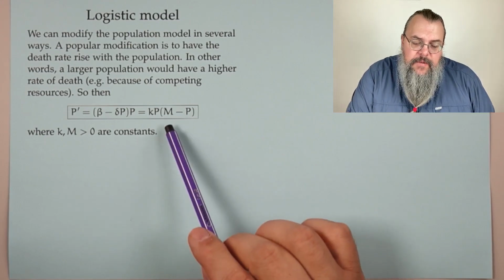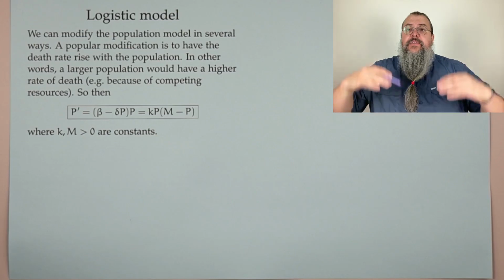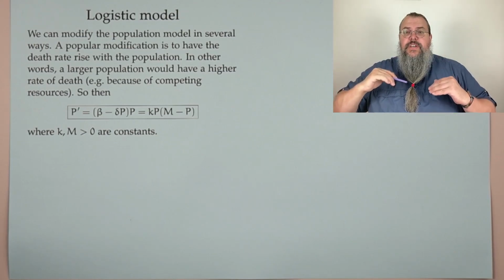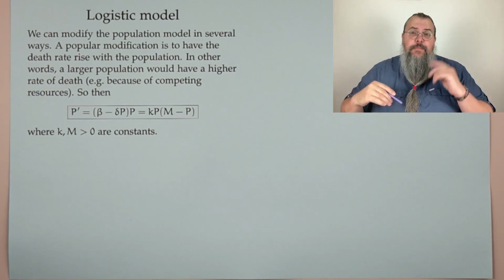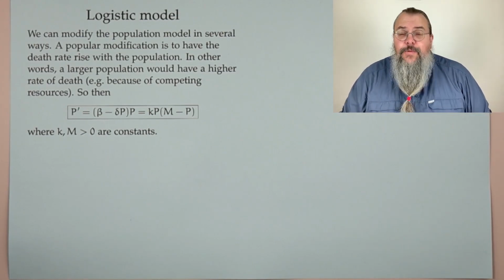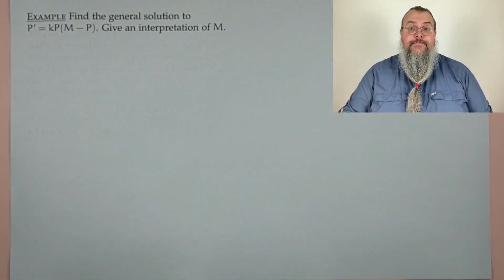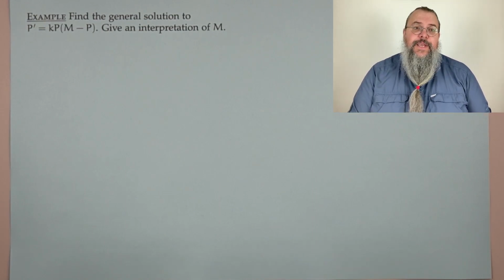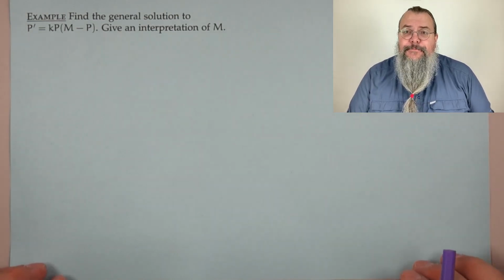And when m is less than p, or if you like, p is bigger than m, somehow you've gone too big, and there's going to be some downward push. And so m is this sort of sweet spot. We'll be able to make that more precise when we see the solution to the differential equation. So let's find the general solution to p prime equals k times p times m minus p. And at the end, we'll give an interpretation of m.